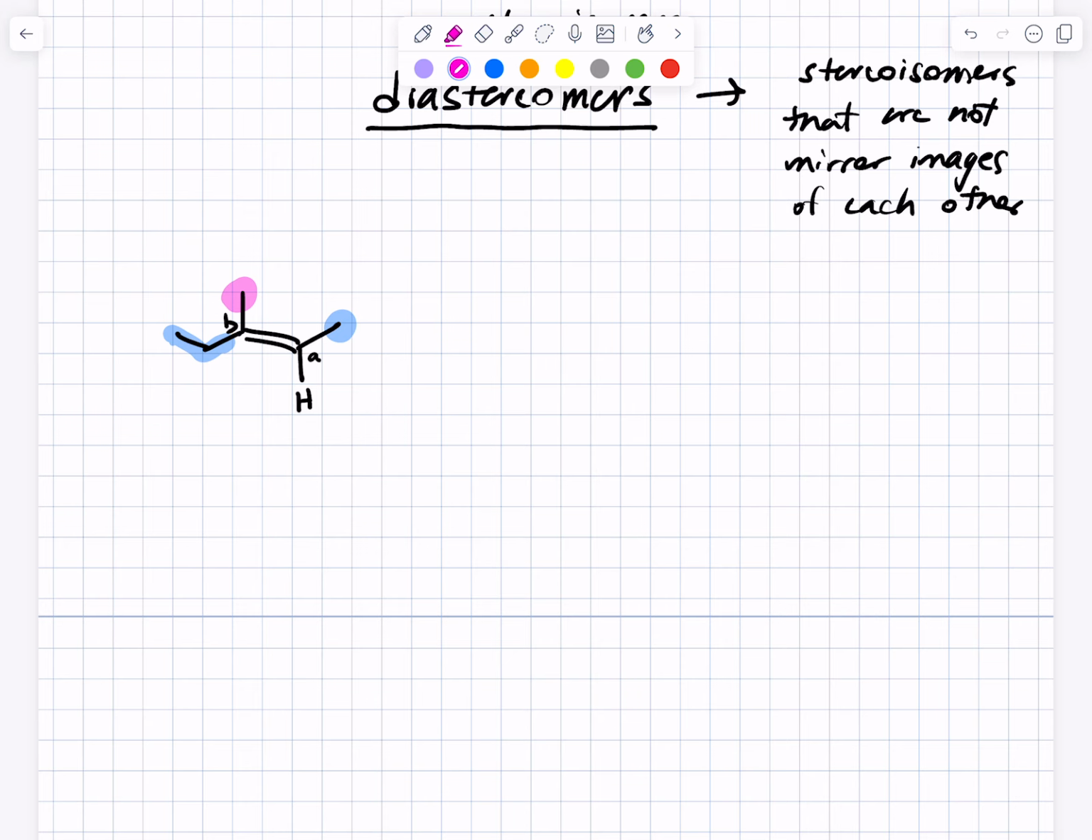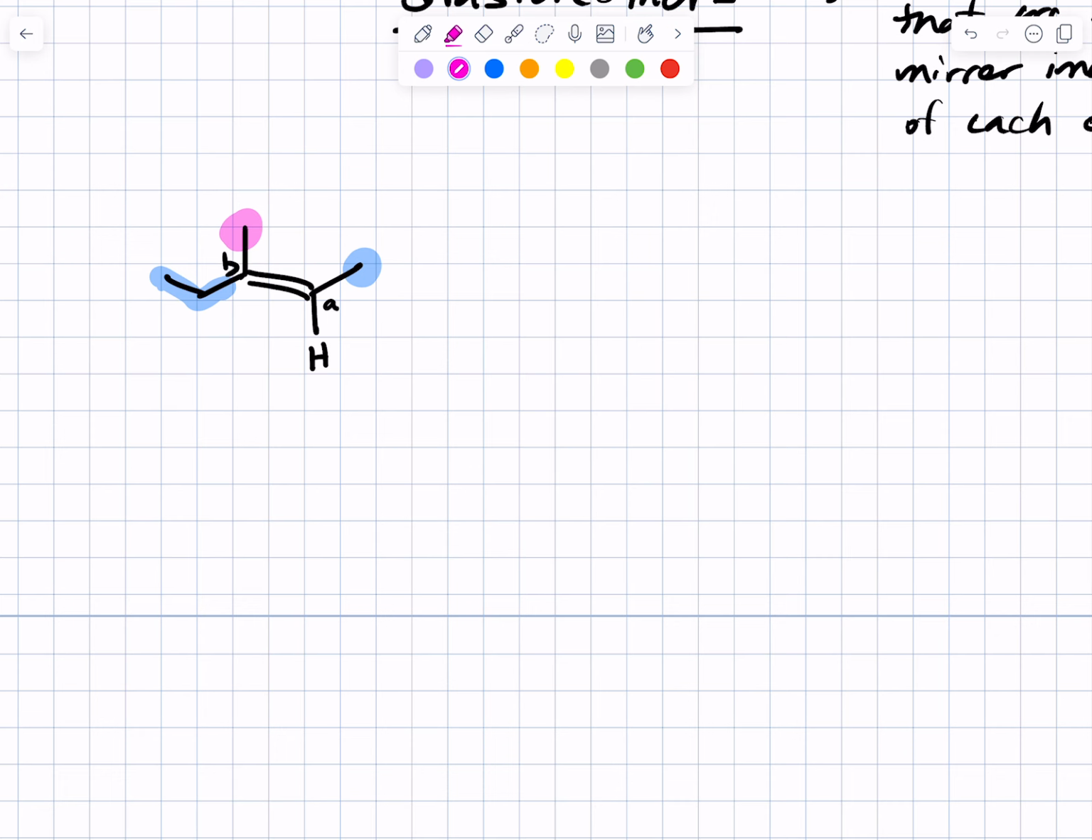It turns out that for alkenes that have 3 or more non-hydrogen things attached, we drop the cis-trans system and we use the E and Z configuration system.